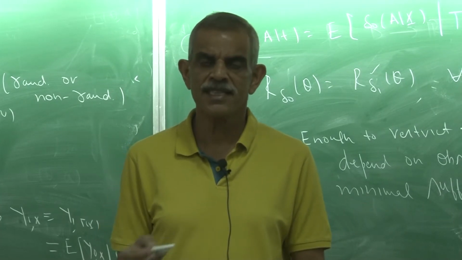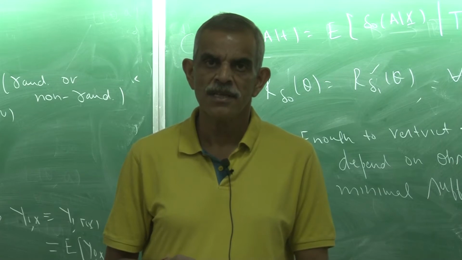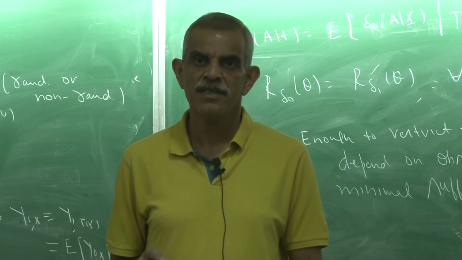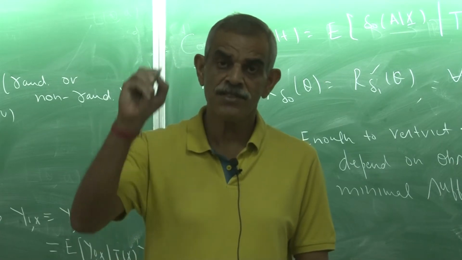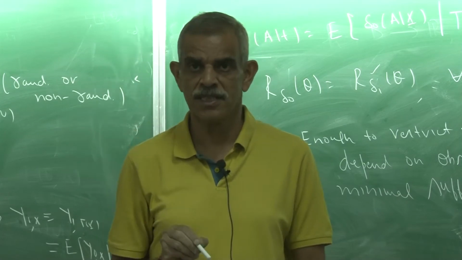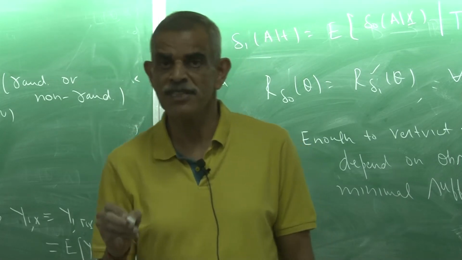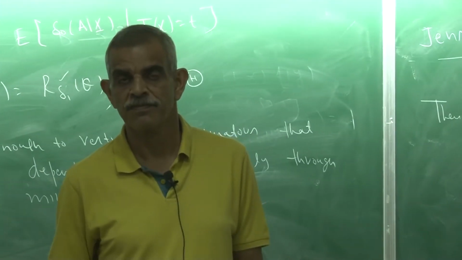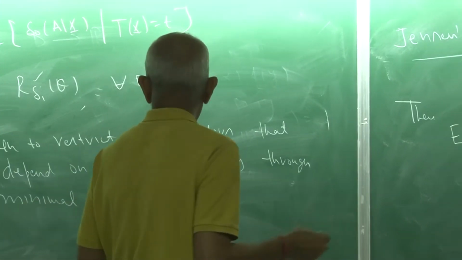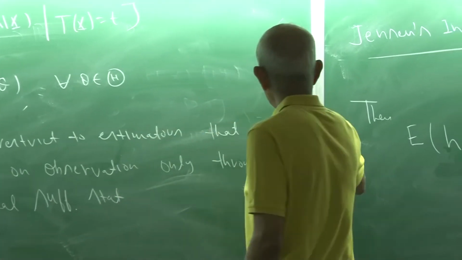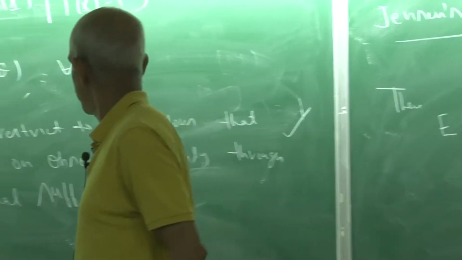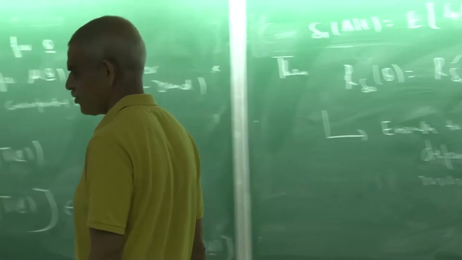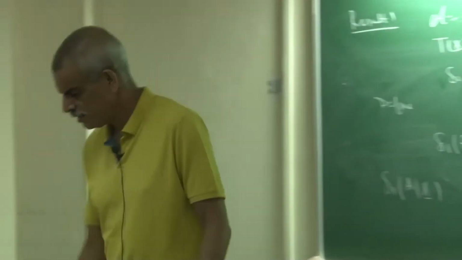If that is the case, then certainly I would like to restrict myself to the estimator which depends on the minimal sufficient statistic, because the minimal sufficient statistic gives you the maximum reduction of the data. So what it suggests is this remark, which says it is enough to restrict to estimators that depend on observations only through the minimal sufficient statistic.